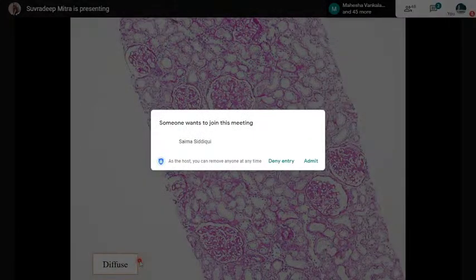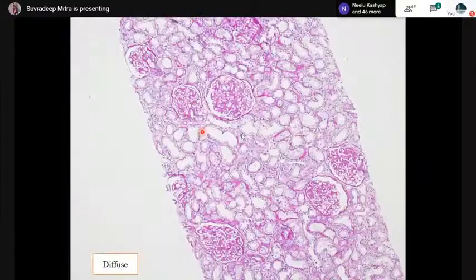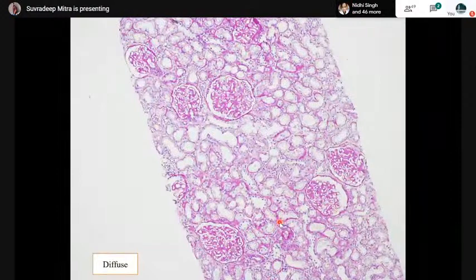So definition wise, if the disease involves more than 50% of the glomeruli, it's a diffuse process. How do you calculate this 50%? You get a core. Usually we get a core biopsy in kidney. You count the number of glomeruli. Maybe there are 11 glomeruli, and this is the disease process which is involving almost 8 of the glomeruli. So it's a diffuse process because it's more than 50%.